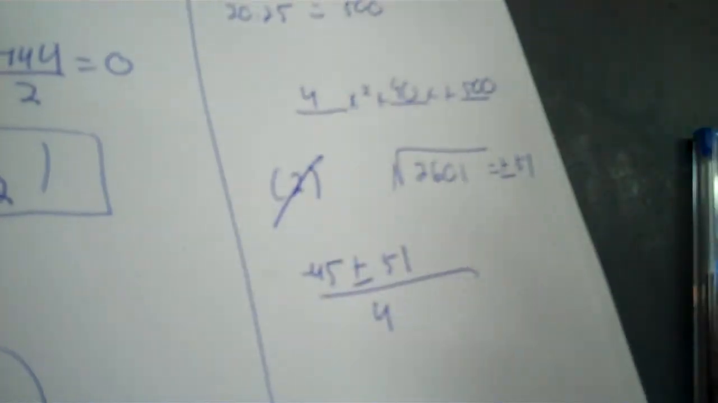So we will be taking negative 45 plus 51, dividing by 4, and we get 1.5 inches. Then negative 45 minus 51, divided by 4, is negative 24. So 1.5 is the legitimate answer. That means the border is 1.5 inches wide. So 20, 1.5, 20, 1.5, 1.5, 25, 1.5.